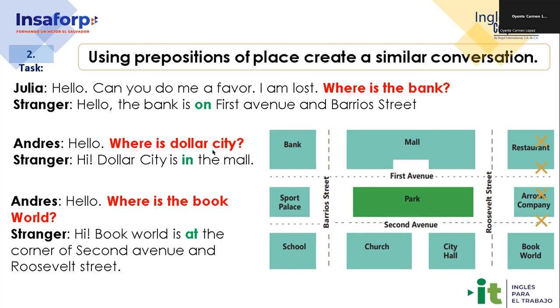Hello, where is Dollar City? Hi. Dollar City is in the mall. Acá no mencionamos una ubicación de calle ni de avenida, sino que nada más nos referimos a que está dentro del building. Hello, where is the bookworm? Hi, bookworm is at the corner of Second Avenue and Roosevelt Street. Okay, puede ser uno de estos o lo vamos modificando con los nombres de las calles. At least dialogue 1 and 3.